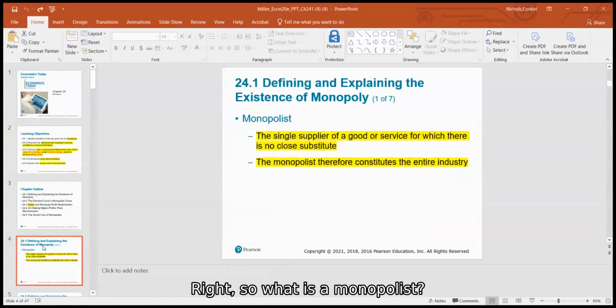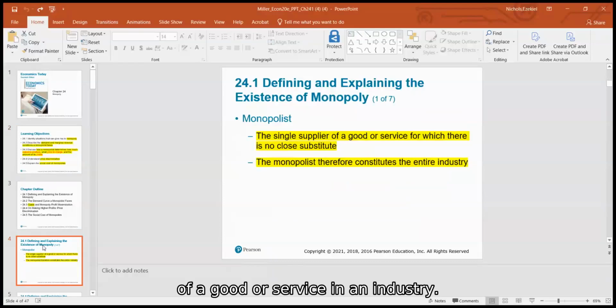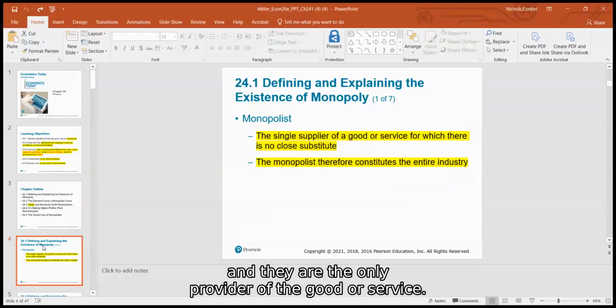All right, so what is a monopolist? A monopolist is simply when there is one producer of a good or service in an industry. They have all of the demand curve, and they are the only provider of the good or service.